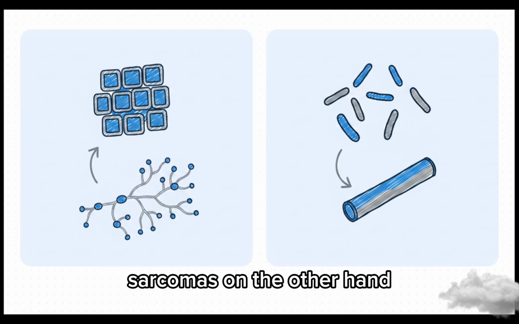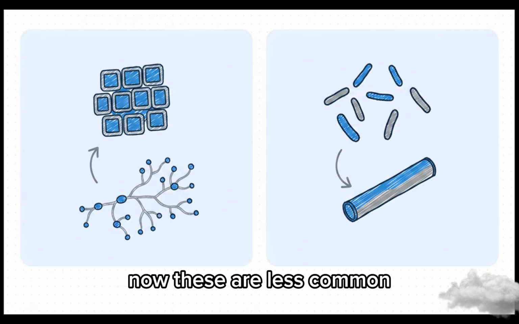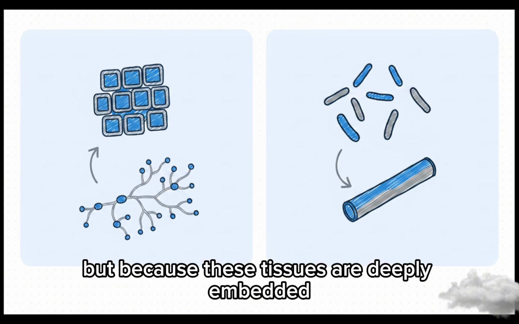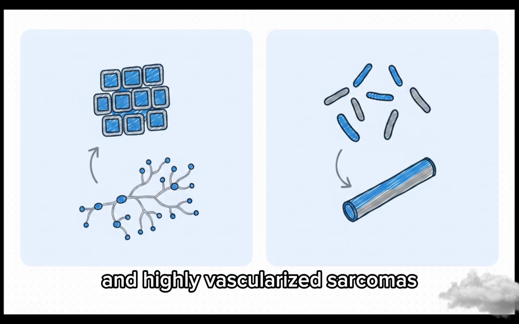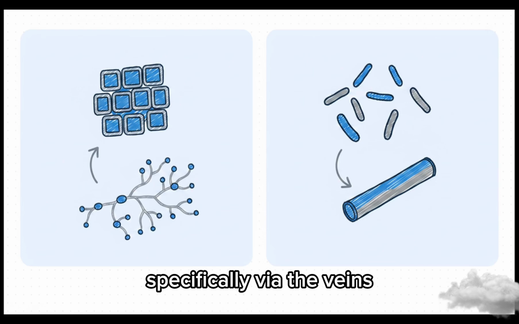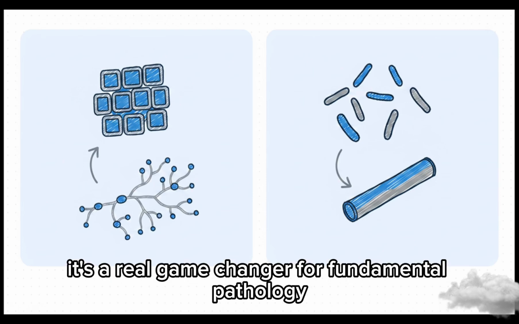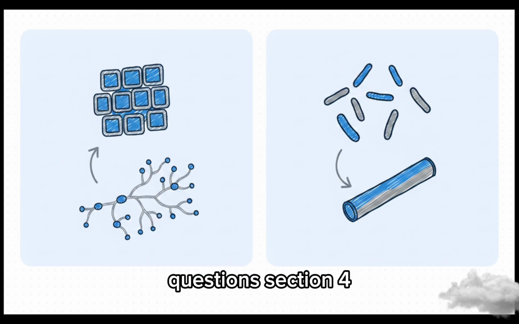Sarcomas, on the other hand, arise from mesenchymal tissue, things like bone, muscle, and fat. Now, these are less common, but because these tissues are deeply embedded and highly vascularized, sarcomas tend to spread directly through the bloodstream, specifically via the veins. Lock this mechanism and distinction in. It's a real game changer for fundamental pathology questions.